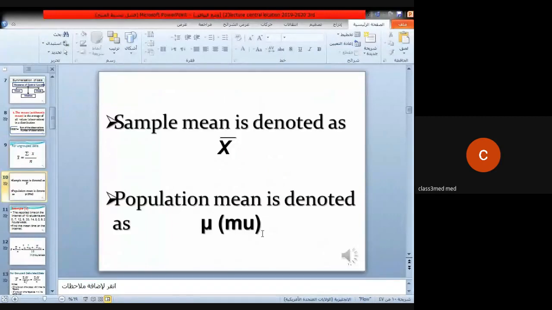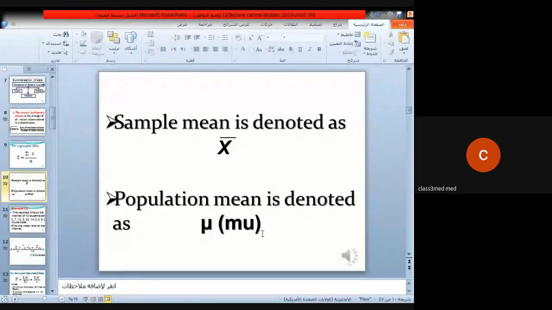As I've mentioned, x bar is the sample mean. Population mean is denoted as mu. So these are symbols you must know and distinguish. X bar is the sample mean, while mu is the population mean.